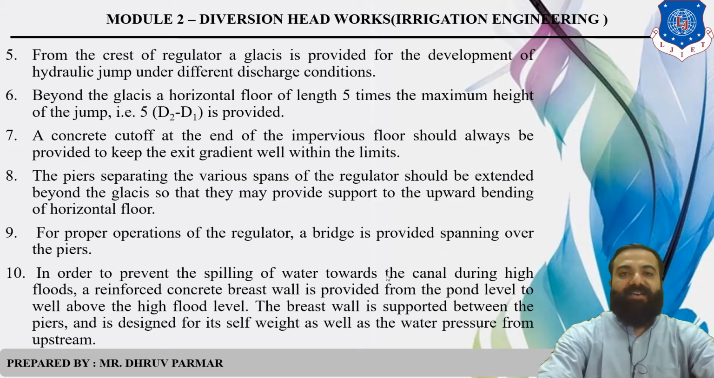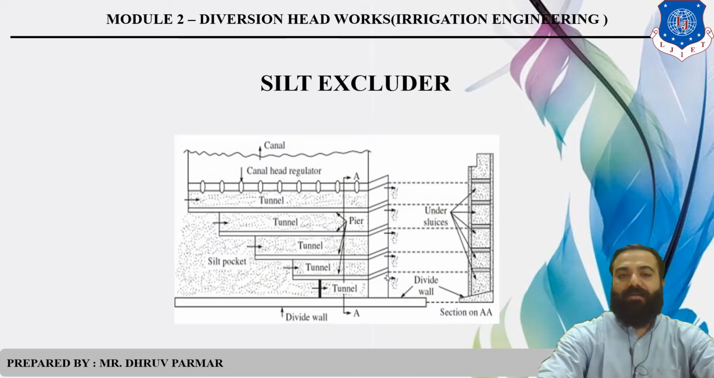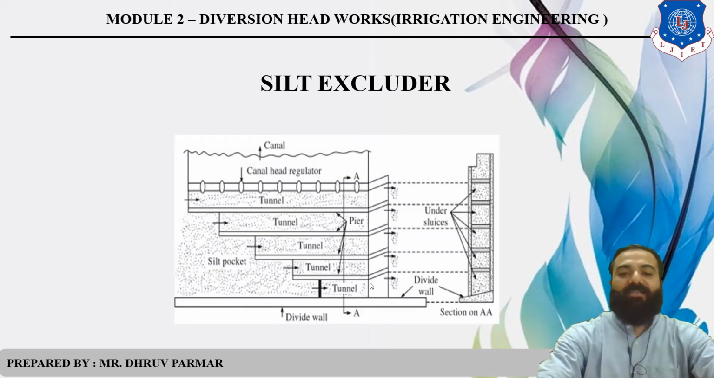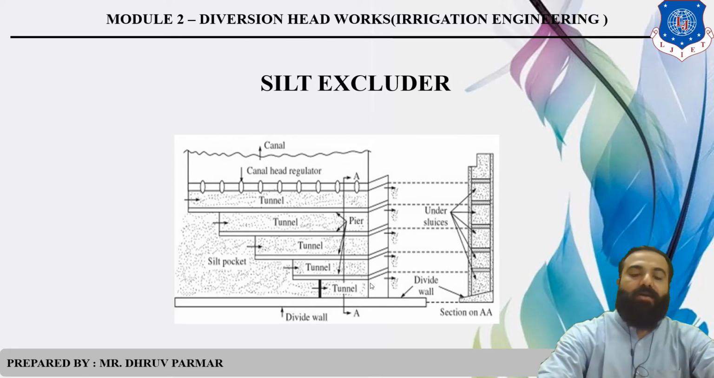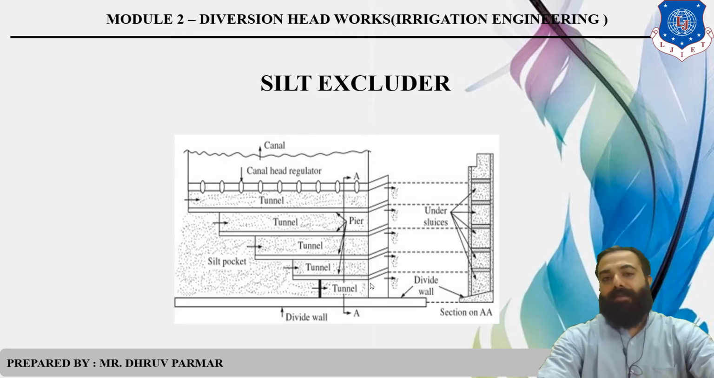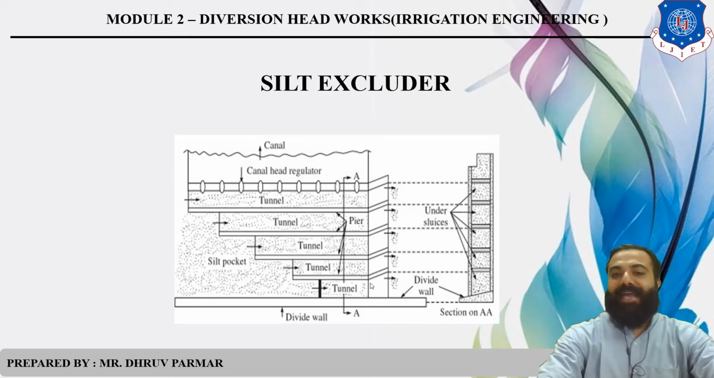So these are the design considerations of CHR. The next, silt excluder. Silt excluder is provided at the head of the main canal, inside the structure of the weir. So what is the purpose of silt excluder? The purpose of silt excluder is to prevent the entry of silt into the main canal. That is called silt excluder.